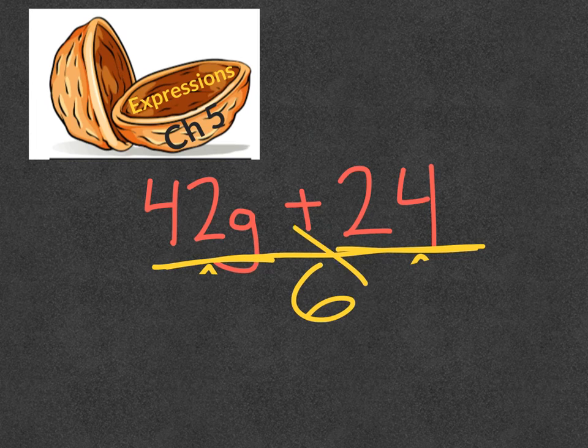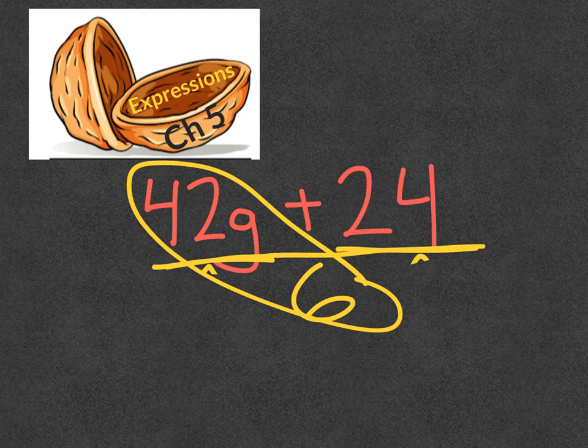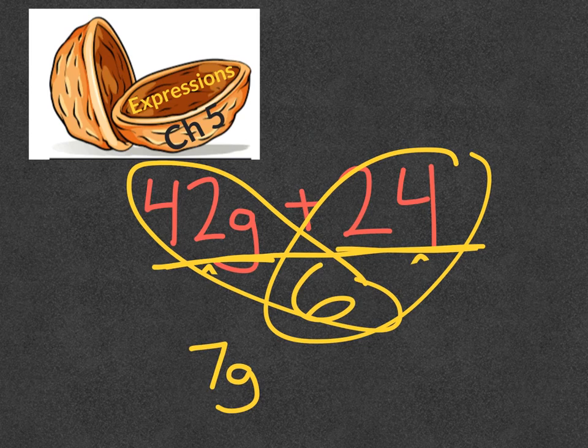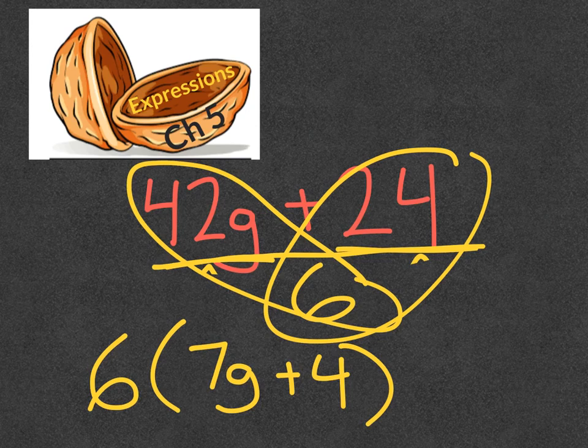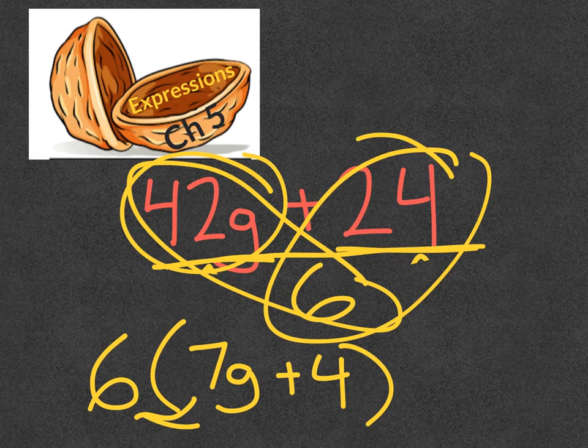I'm going to divide both pieces by 6. So 42g divided by 6 is 7g, and 24 divided by 6 is 4. And then I put them in parentheses and put what I divided out. I divided out a 6. So now I've written it as a multiplication problem. 6 times the quantity 7g plus 4. And you can always check it by doing the distributive property, because 6 times 7g would be 42g, which is what I had. And 6 times 4 is 24, that's what I had. So we have factored that.